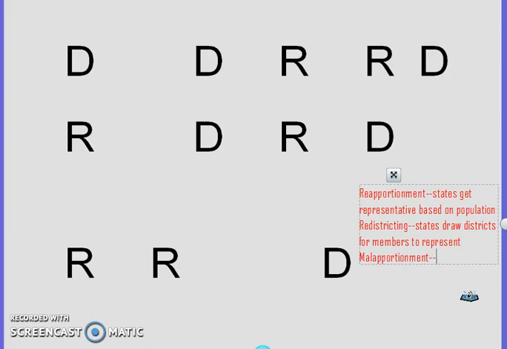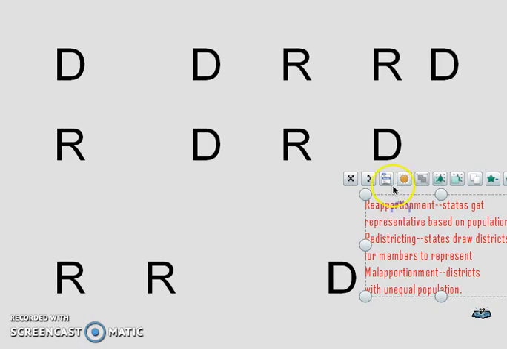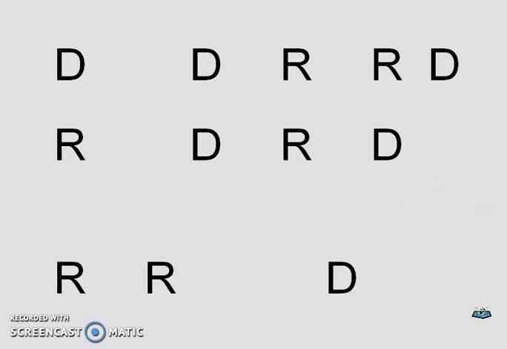And malapportionment is districts with unequal population. So those are the three things we have: reapportionment, redistricting, and malapportionment. But we're not done. Just wait, there's more.